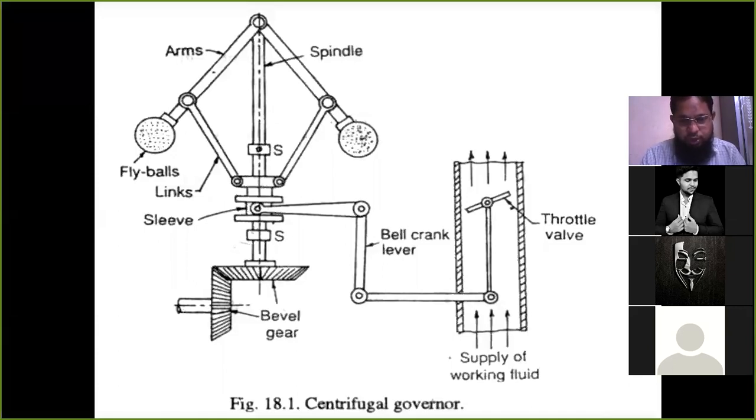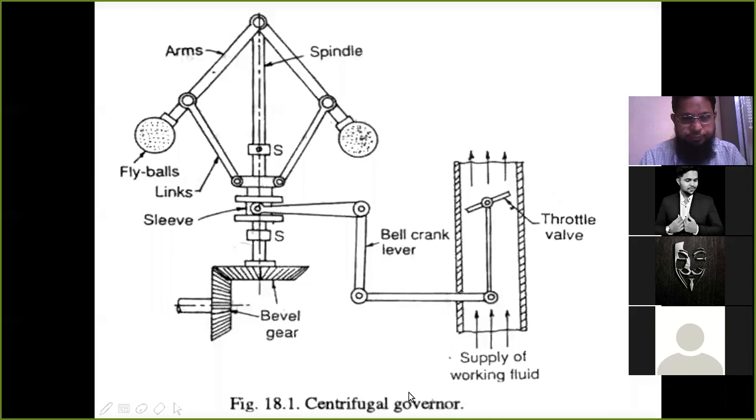Now, why is it called a centrifugal governor? The reason is that the centrifugal force causes the balls to move in and out. So it is the centrifugal force which is ultimately causing the control of supply of working fluid. That's why the name given is centrifugal governor.